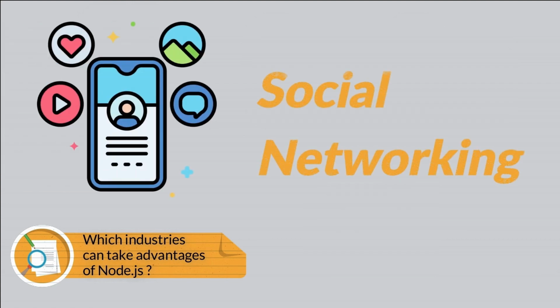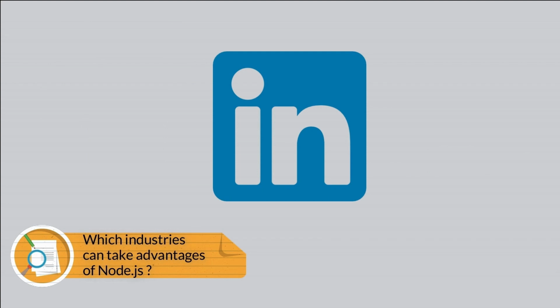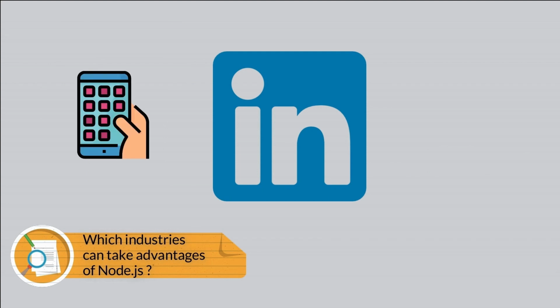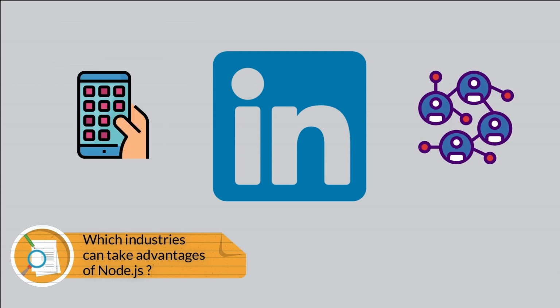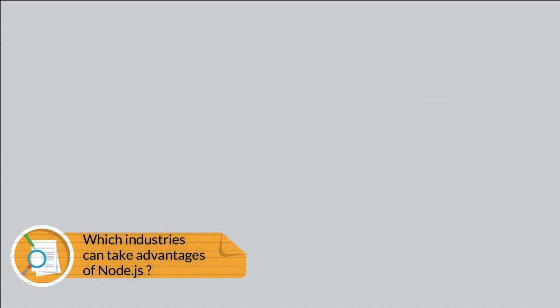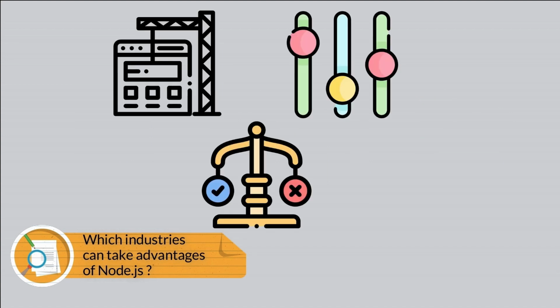Social networking. Companies like LinkedIn use Node.js to ensure that the app runs fast and to increase their traffic capacity. Additionally, it can help build, personalize, or scale the activity of the streams on various other social media applications.